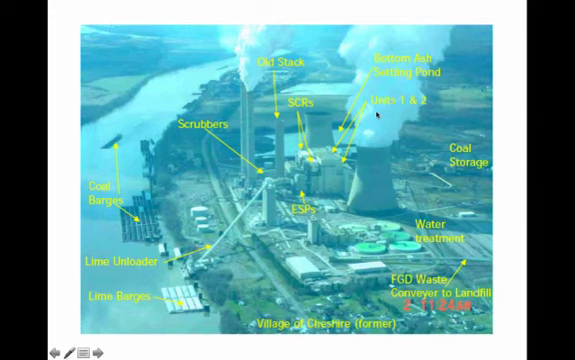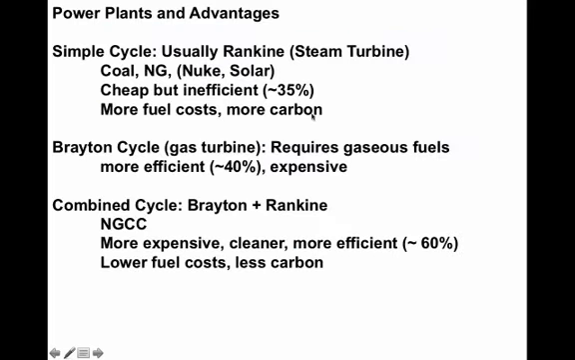And again, why do we have steam? We have steam because we need to get rid of the waste heat to cool the low pressure side of the turbine. So let's take a look at the plants. We could have a simple cycle plant, which is usually a Rankine cycle, a steam turbine. They're very cheap, but they're inefficient. And so you get more fuel costs and more carbon emissions.